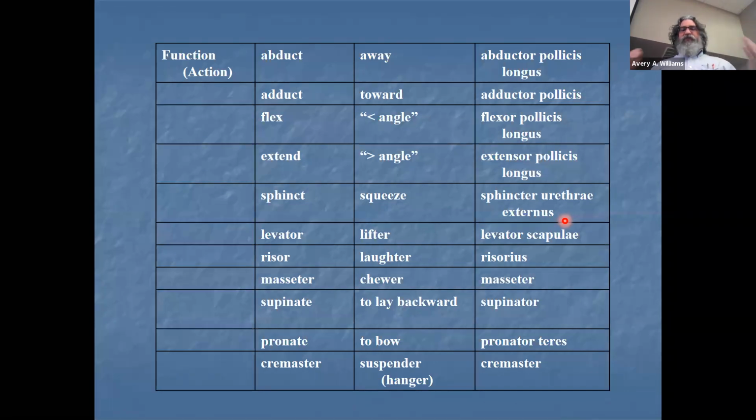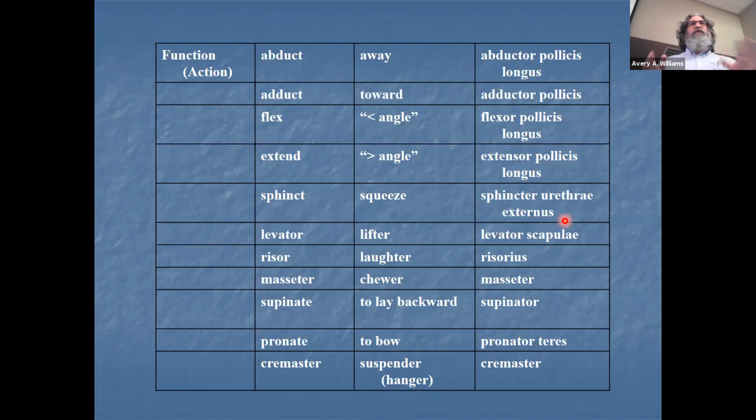And so external urethral sphincter, that's what we're squeezing. We're squeezing the urethra. The urethra is the tube that drains your bladder, right? And of course, you want to squeeze it closed to keep it from draining. You have two sphincter urethrae muscles. You have an internal urethral sphincter and external urethral sphincter.